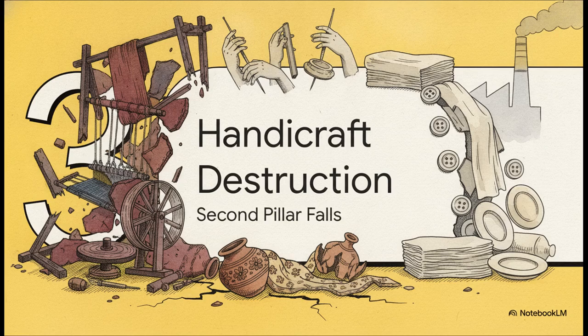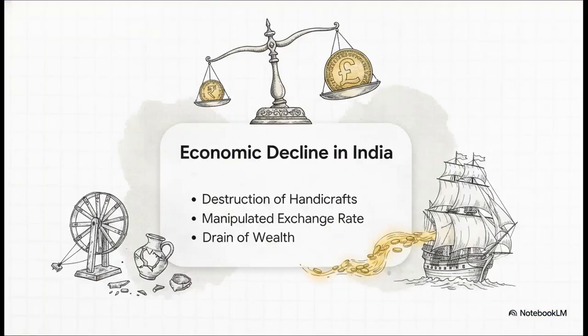Okay, Section 3, Destruction of Handicraft Industries. The second pillar falls. While agriculture was being warped, the other main pillar of the 19th century Indian economy was also collapsing. By the closing years of the century, Indian handicrafts had essentially lost their relevance, and the systemic factors dismantling them were highly calculated.